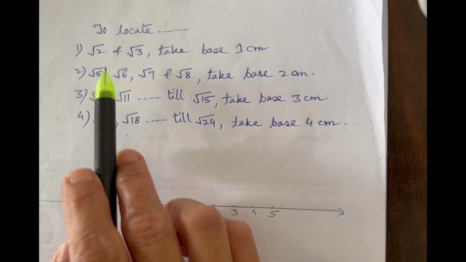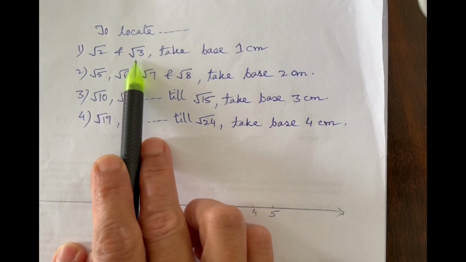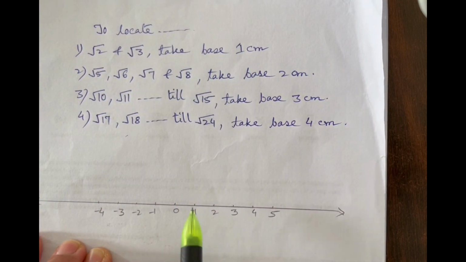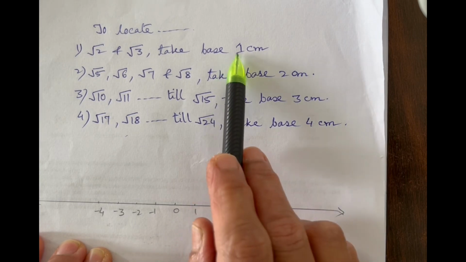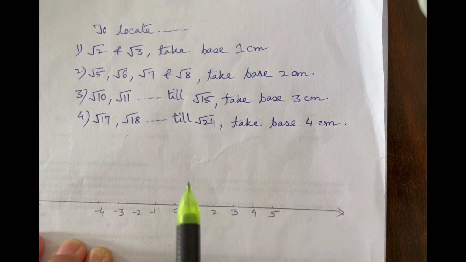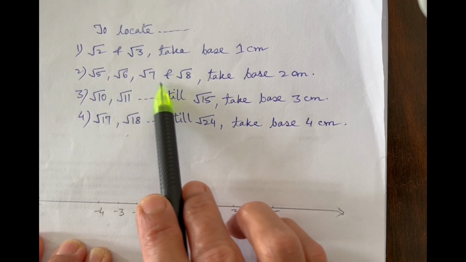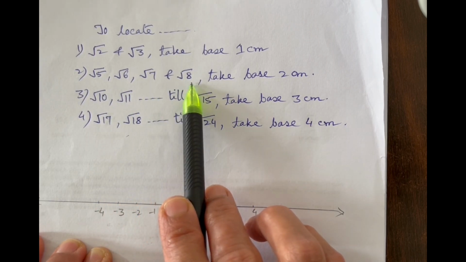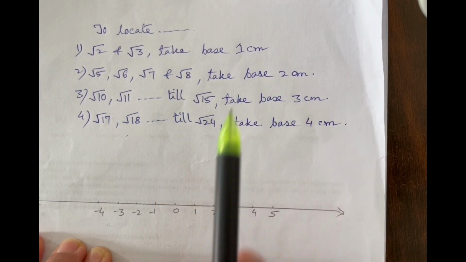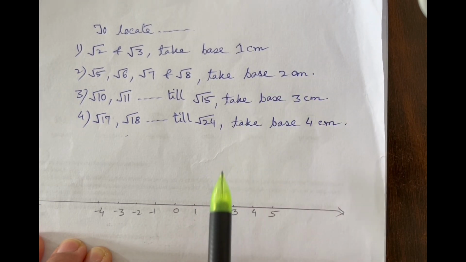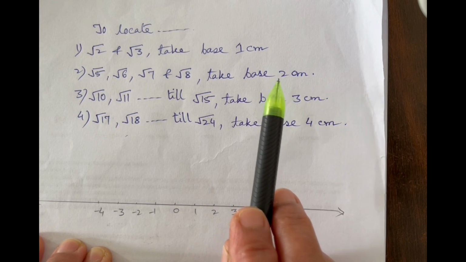So we have already seen how to locate root 2 and root 3 on a number line. And in both cases we took a base. Base means from 0 to some number, like O to A, which we took as 1 centimeter. But if you need to locate root 5 to root 8, any of these 4 numbers on a number line, in that case you will take the base, that means OA, as 2 centimeter long. Why so? Because under root 4 is 2 centimeter.